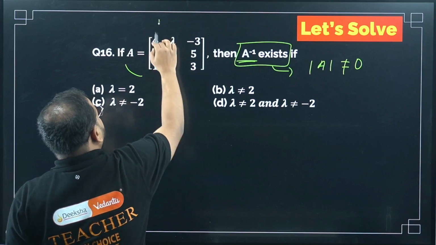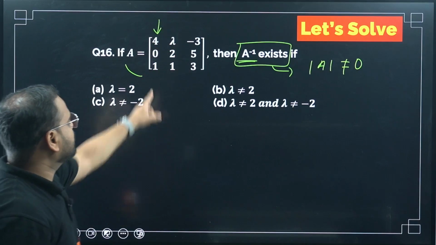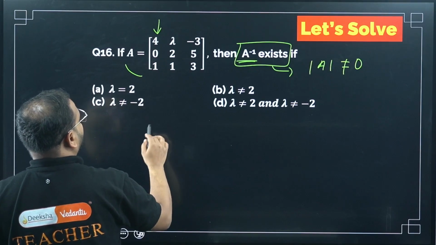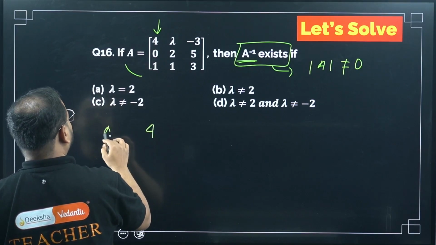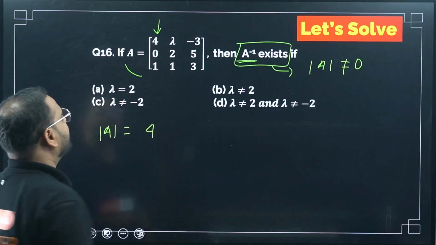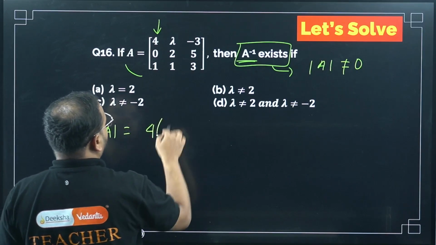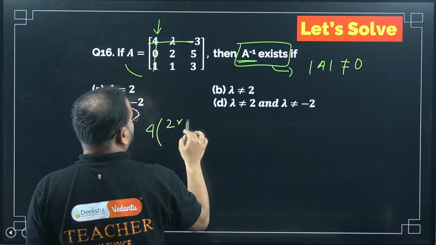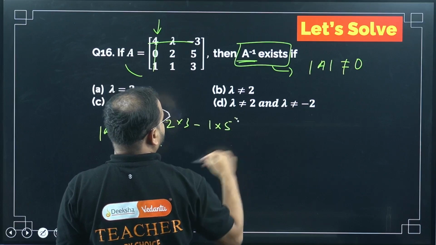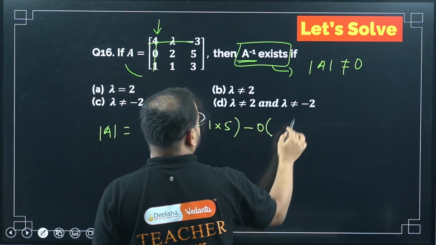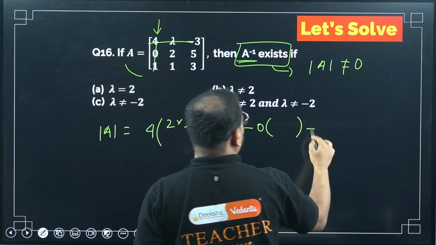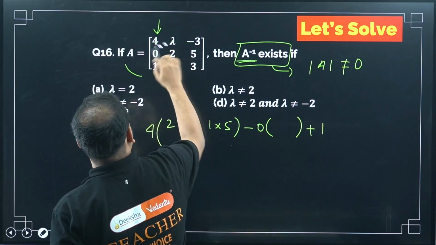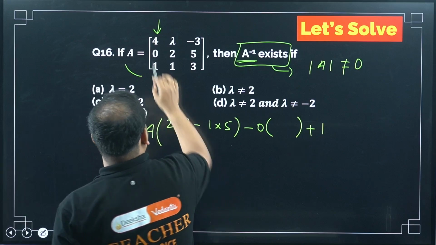I can expand across the first column, because there is a 0 there. So I'll start with 4, which has a positive sign, since I'm finding the determinant of A. So 4 times (2 into 3 minus 1 into 5). For 0 it will be simply 0, and for 1 I will have the next term.